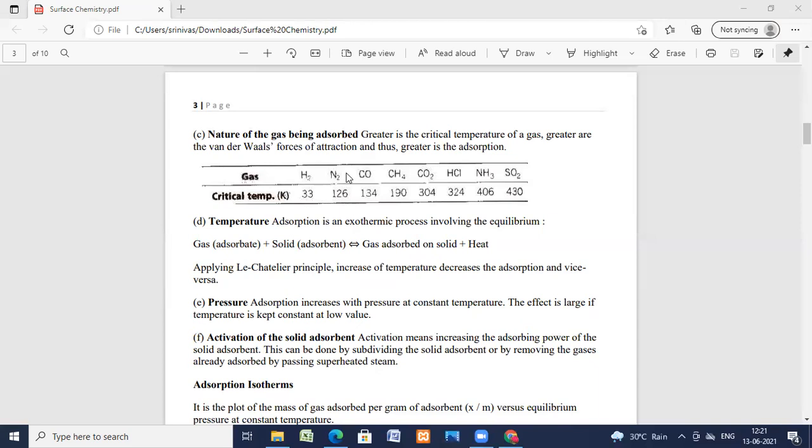This can be easily explained: finely divided substances adsorb more than the compact form of the same substance. The adsorbing power of these substances can be further increased by activating them in various ways. So now let us have the second one, the nature of the adsorbent and the adsorbate.